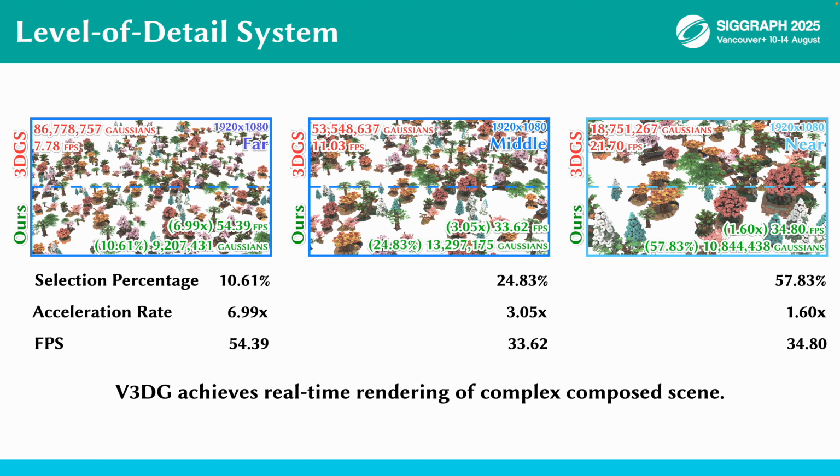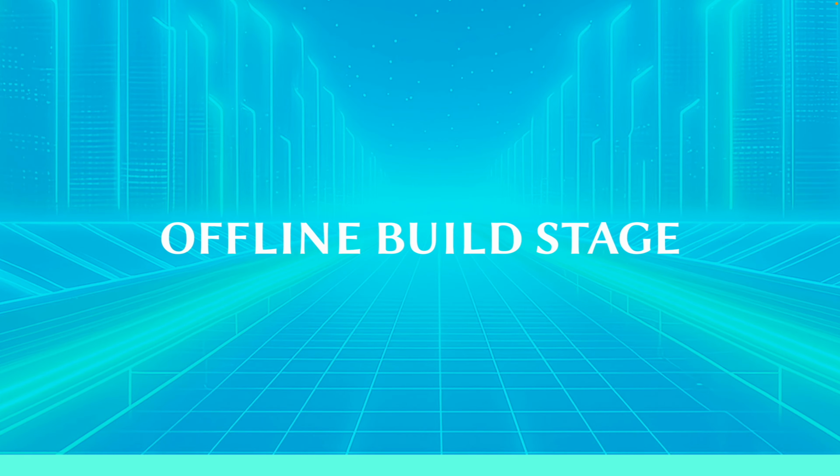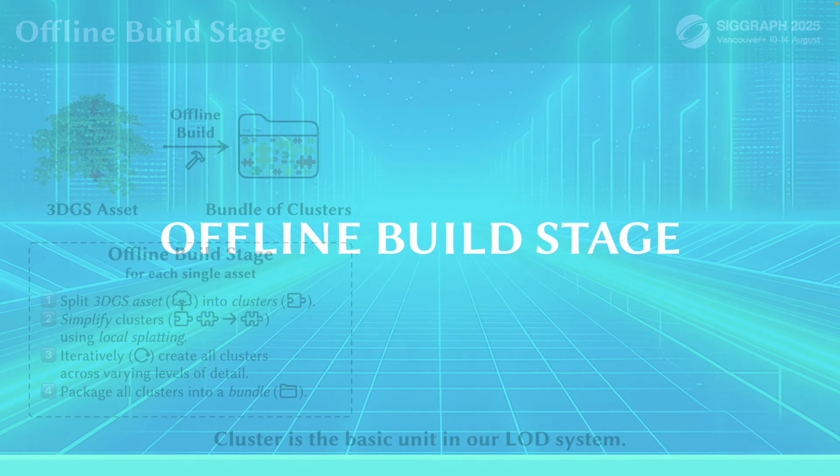For example, we selectively render around 10% of 3D Gaussians when the camera is far, achieving around 7 times acceleration. When the camera gets closer, clusters with more details are selected for better visual quality. Next, I want to introduce the offline build stage.